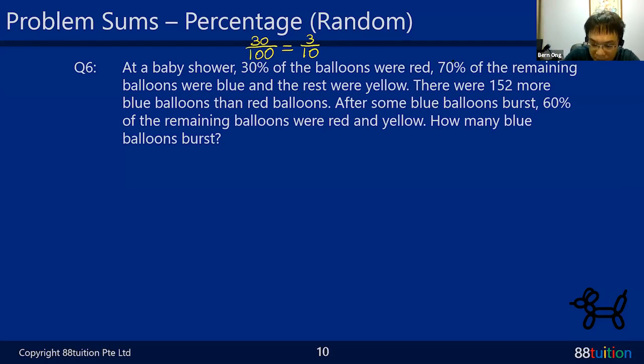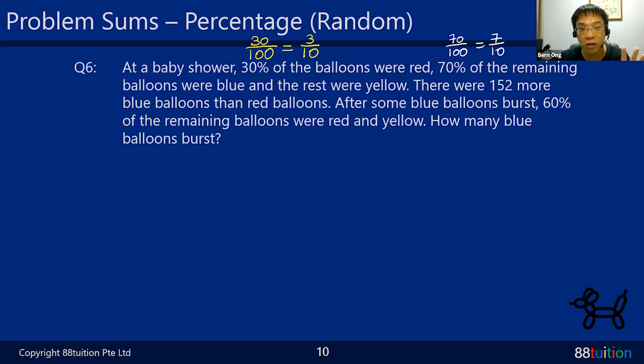Next, 70%. 70% can be written as a fraction again. We call it 70 over 100. And I reduce it to lowest term, divide by 10, divide by 10 is 7 over 10. So 7 over 10 of the remaining balloons were blue and the rest were yellow.